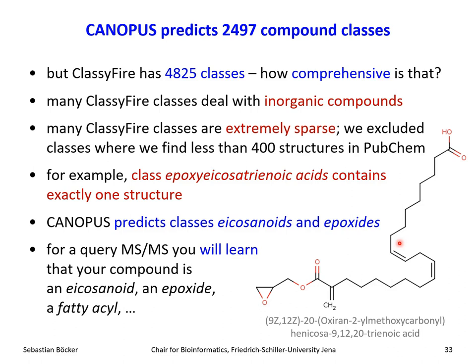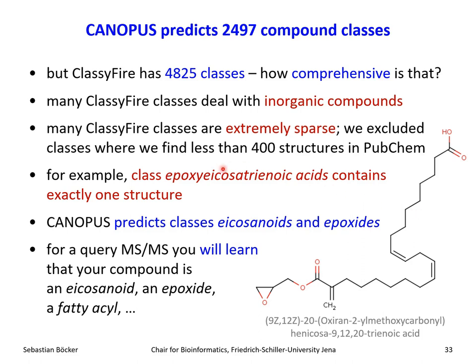Now, we don't predict that class. But do you expect to ever see that in any LC-MS/MS run from a biological sample? Probably not. Probably not in the next 10,000 runs you are doing. What we do is predict the classes eicosanoids and epoxides. Because, as I mentioned repeatedly, ClassyFire is hierarchical. So even if we don't predict the subclasses, we still predict parent classes, which are large enough, so we have enough training data and we will predict them.